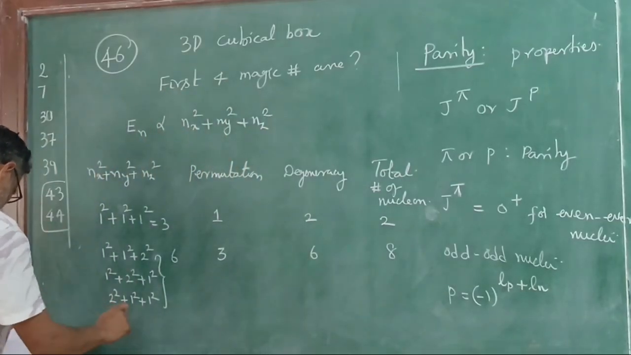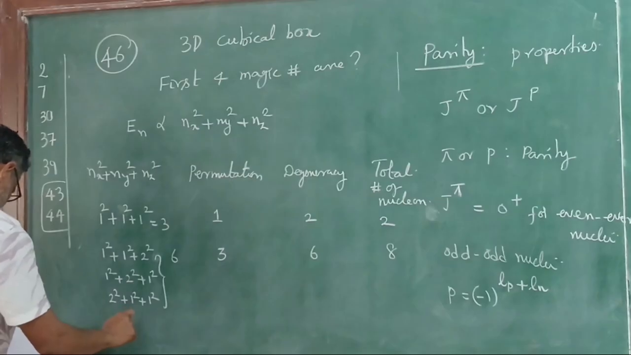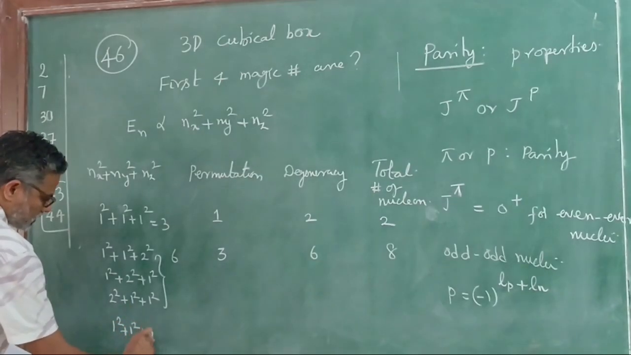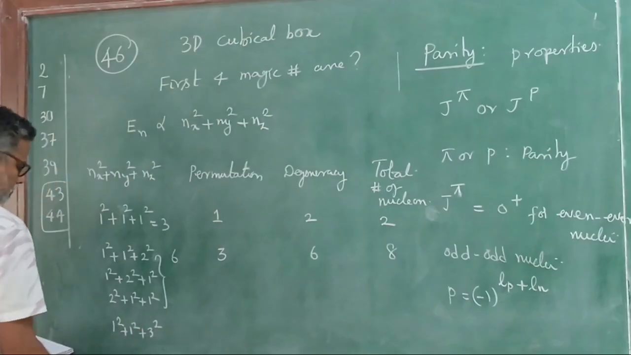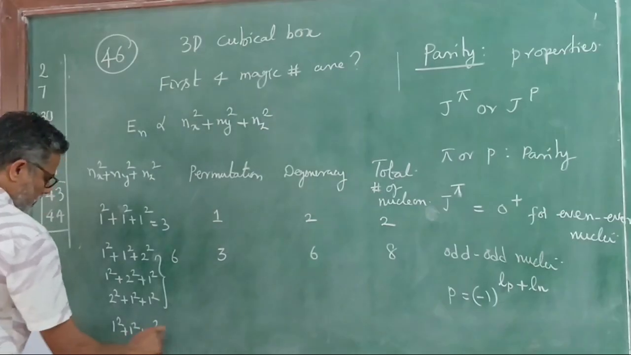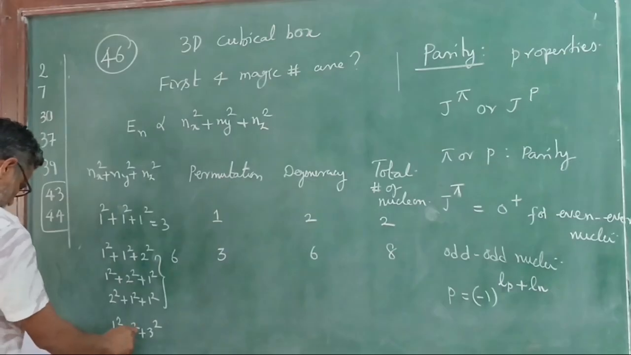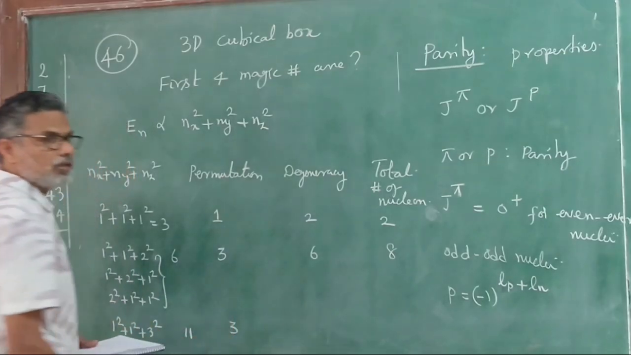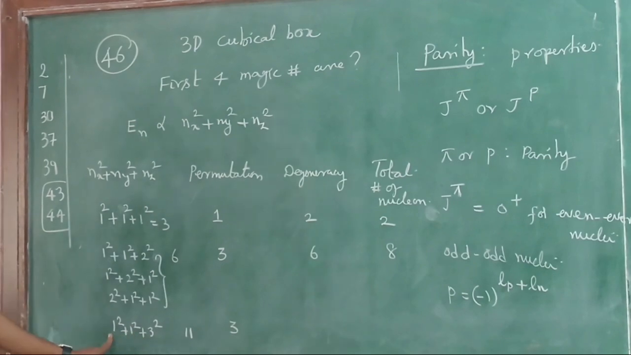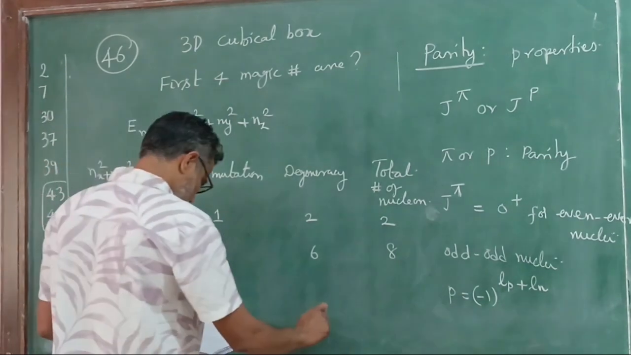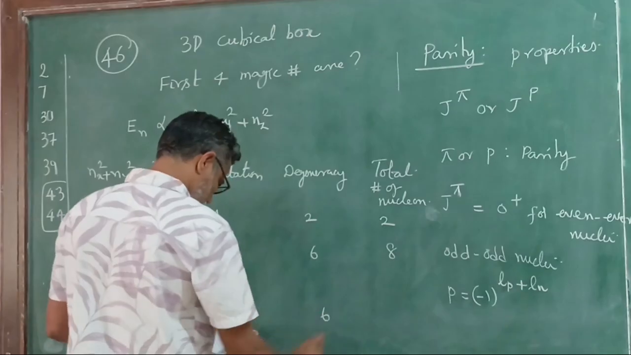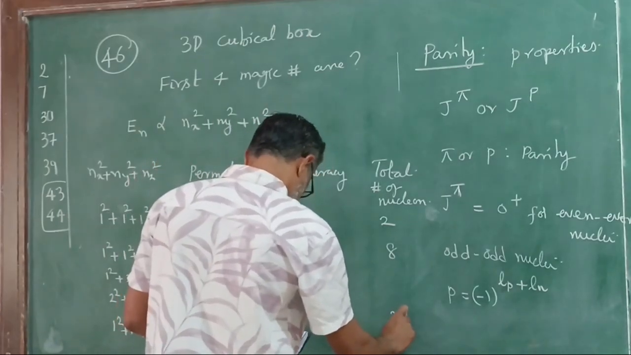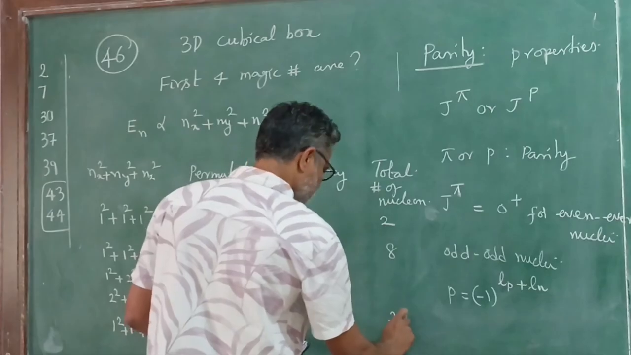Similarly, if we increase, let's say we have 1 square plus 1 square plus 3 square. This becomes 11, and the degeneracy is going to be 3. Again, the same question, you can have permutations per group. Then this becomes again 6 states, and the total number will become 20.